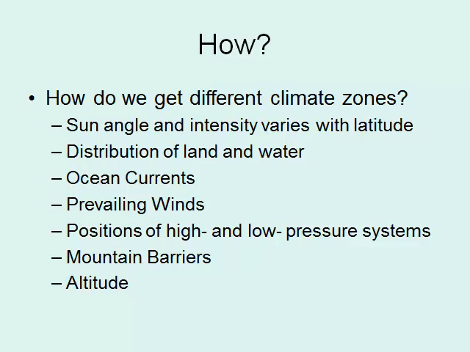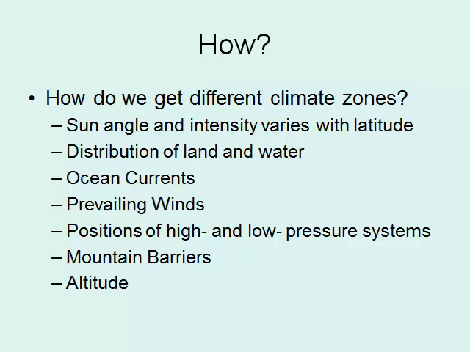So we get these different zones because we have varying sun angle at different parts of the globe, different seasons, and that intensity varies with latitude, as we learned in week 2. The distribution of land and water is another factor. Ocean currents can also carry warm temperatures from place to place as well. Prevailing winds, so the global circulation patterns we talked about 2 weeks ago in week 6, or 3 weeks ago, where high and low pressure systems exist, so that was week 5. Mountain barriers and altitude can also affect them.